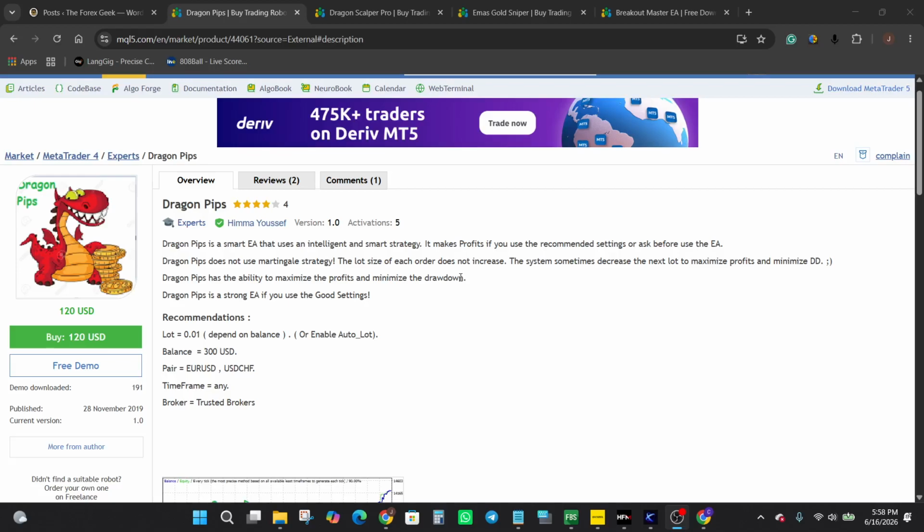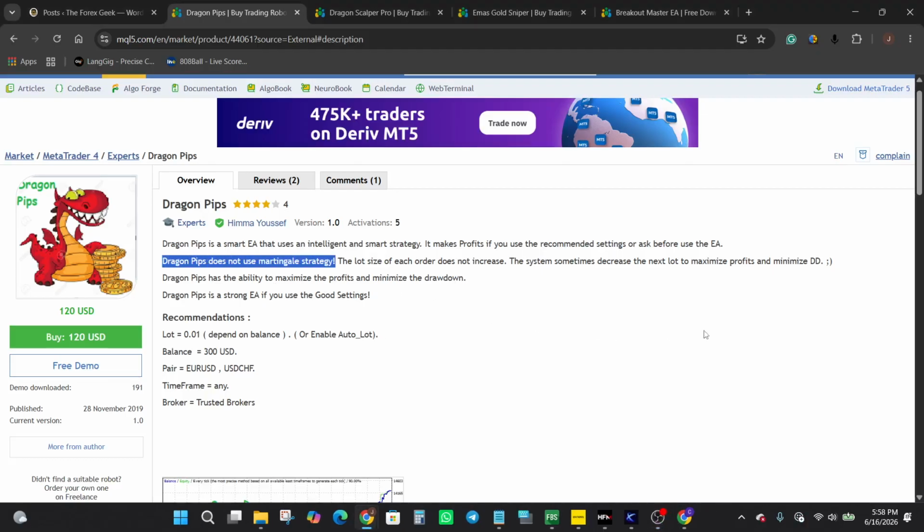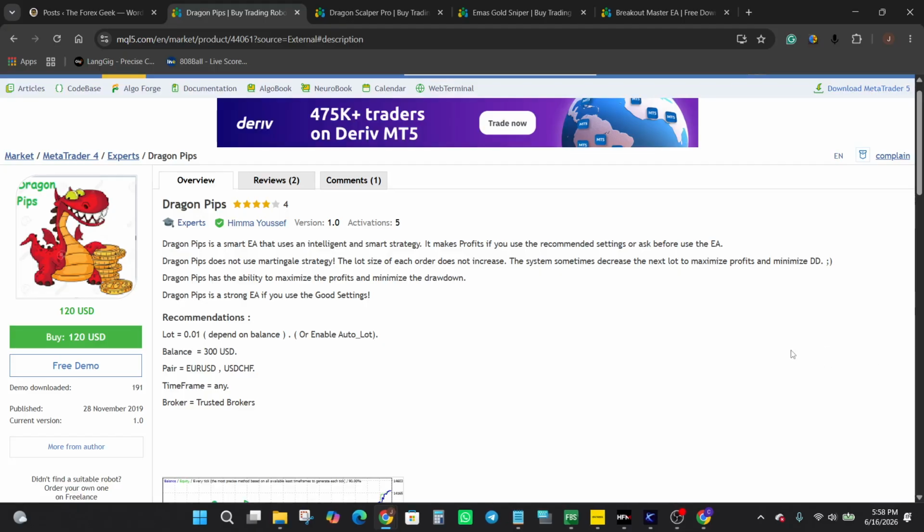One point that stands out immediately is the developer's statement that Dragon Pips does not use a martingale strategy. According to the description, the lot size does not increase from one order to the next. In fact, the developer notes that the system may sometimes reduce the size of subsequent trades with the objective of maximizing profits while minimizing drawdown.